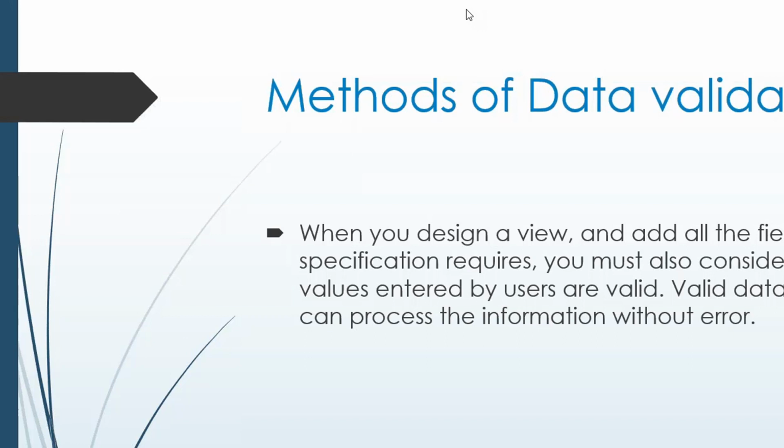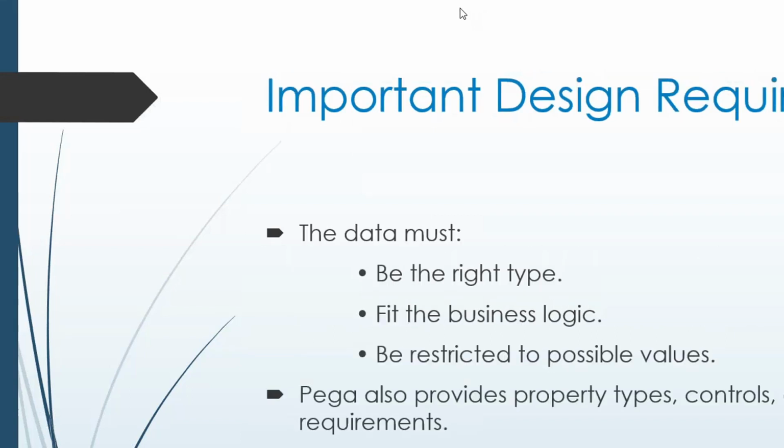So it's always important. Any application you take, we should validate the information. Let's see how we do that on the Pega platform. But before that, let us check some design requirements that we have to follow. The first thing is to use the right type. When you're choosing a field or a property, make sure it is of the right type. That does 50% of the validation.